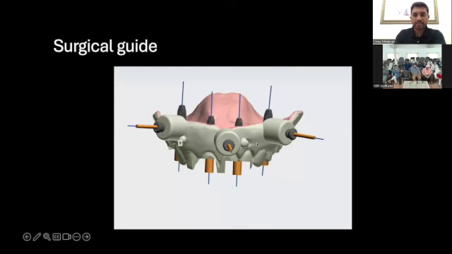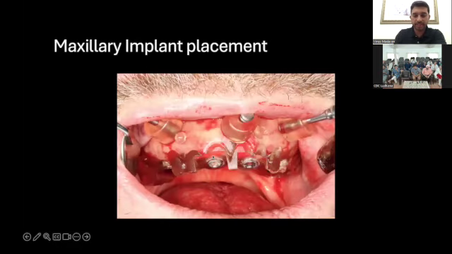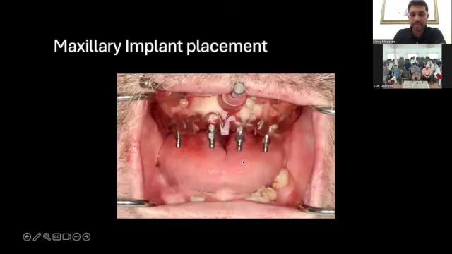So again, these are the 3 anchor pins. And similar to what we discussed, it's the same step. It's the same recipe. Once you follow the steps, it's the same thing for every patient. We went ahead and placed these anchor pins. This is an overdenture guide, and we placed those implants in the 4 sites that we had initially planned.